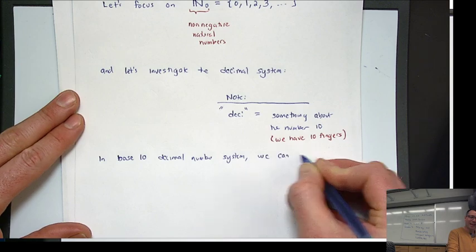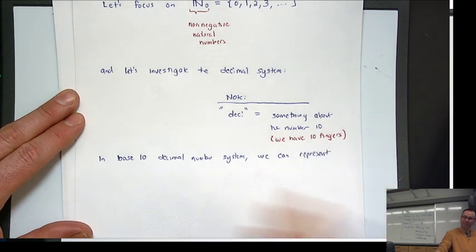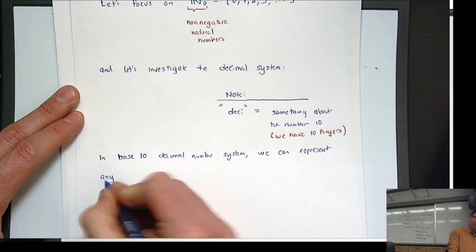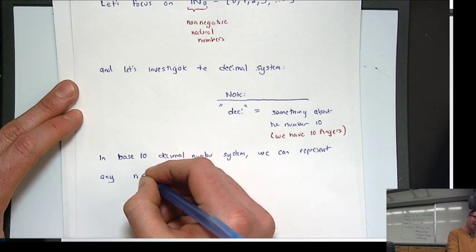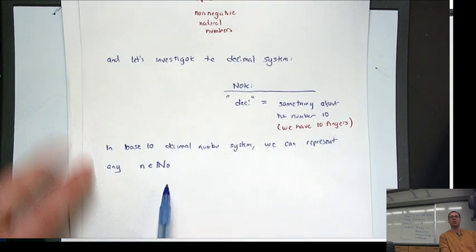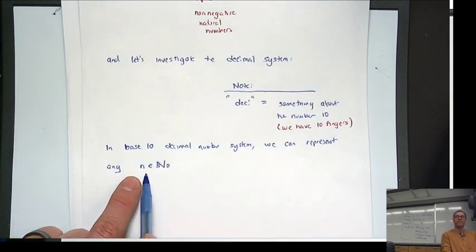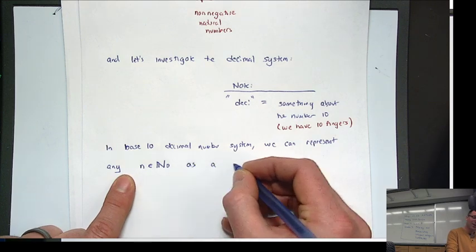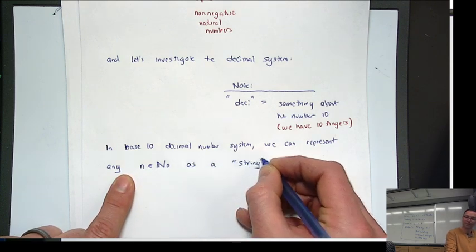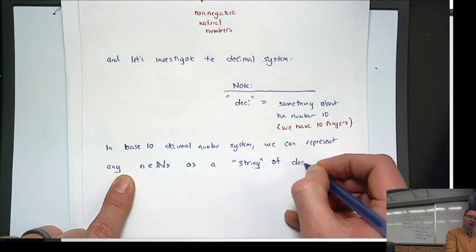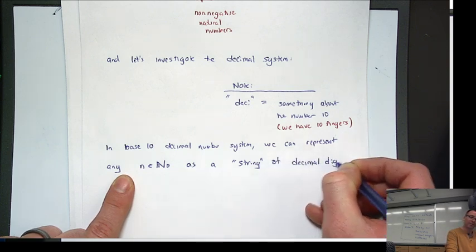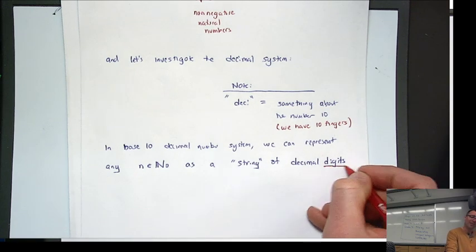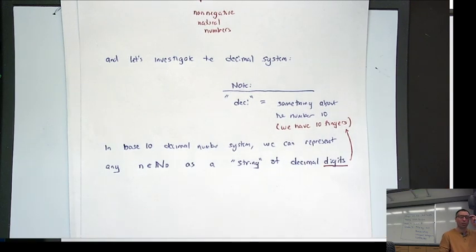we can represent any, right now, why don't we call it lowercase n in N? Can someone remind me what I mean by this? All n in N is a non-negative natural number as a quote-unquote string of what we're going to call decimal digits. And this literally comes from the Latin word digitus, which means finger. It's funny because it's true.